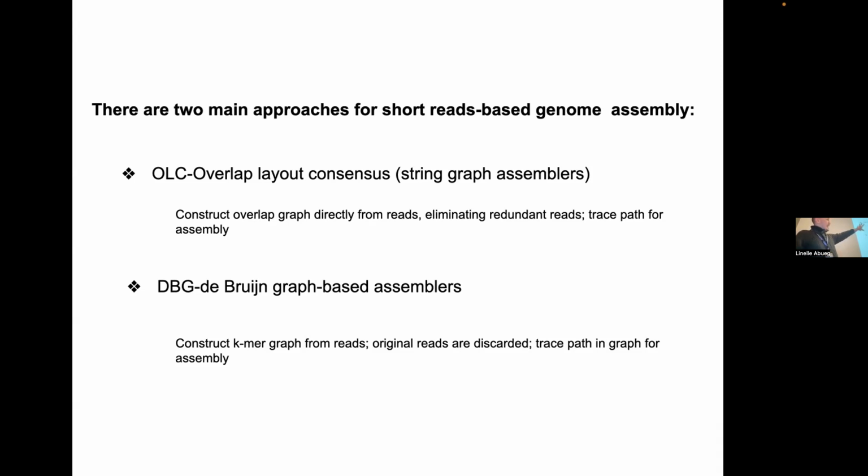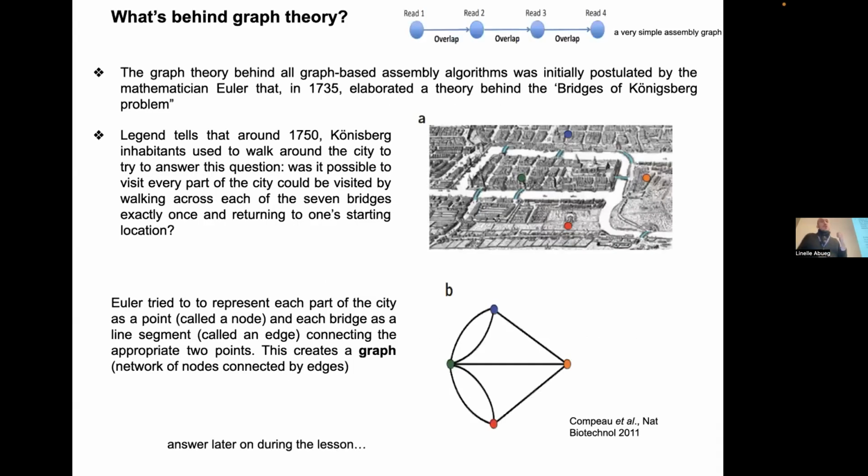And then you create, and we're going to look at this in detail, but then trace a path and essentially reconstruct the original assembly. The other approach is this DBG, the de Bruijn graph-based assembly. And as you can see, it uses k-mers induced from the reads, basically discarding the original reads, okay? And again, we'll create some kind of graph. So what's behind graph theory?